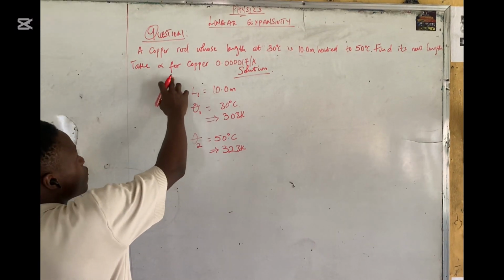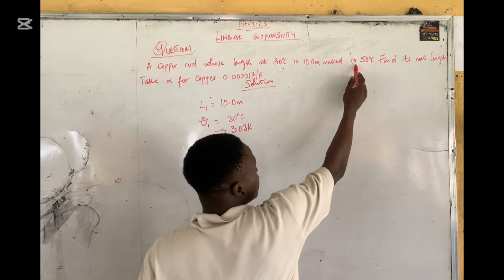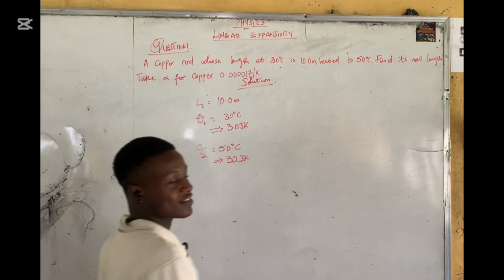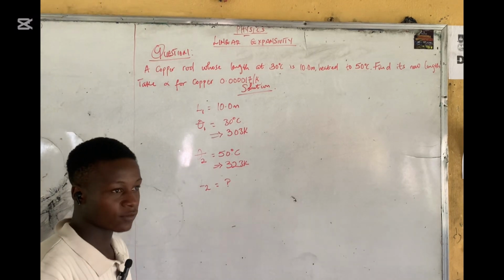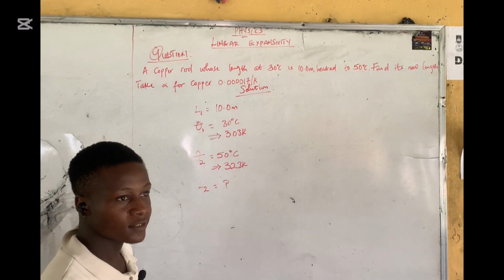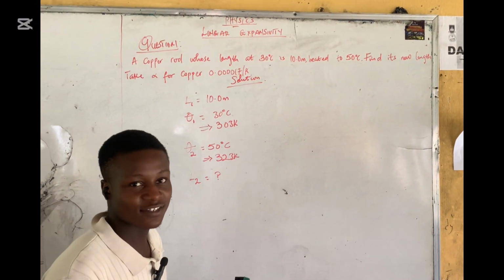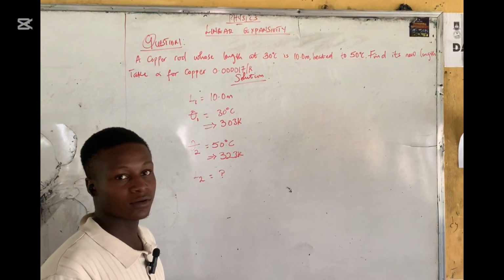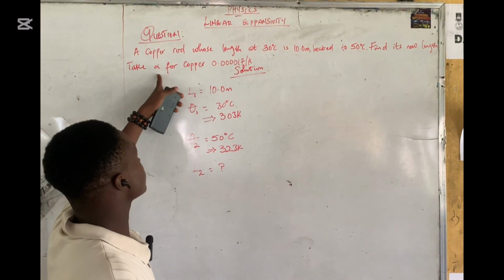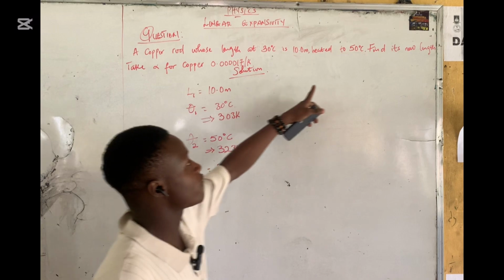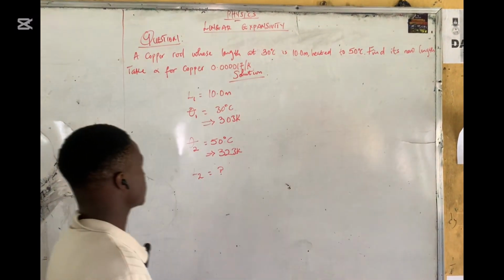Take alpha for copper to be equal to this. So at this particular temperature now, what is the length? That is L2. Now the question could come in, find the increase in length, that is delta L, right? But here they said find its new length. Take alpha for this amount, but find its new length at this temperature. Do you get that now?